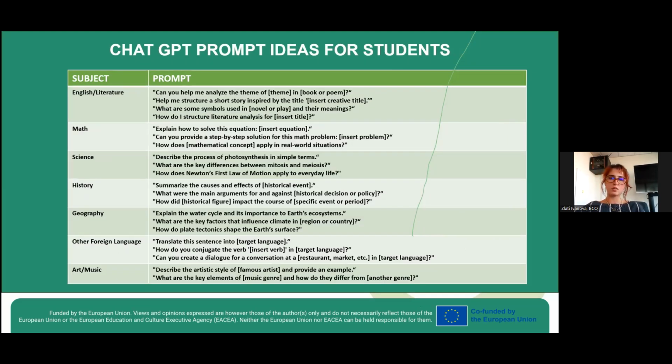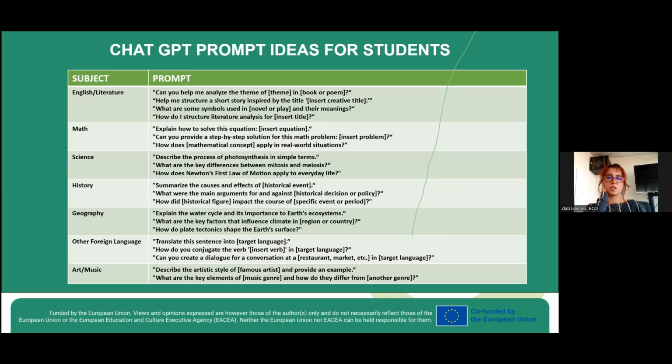We have here also gathered ChatGPT prompt ideas for students, which are actually excellent for studying purposes, for getting ready at home, for, how can I say, going deep into a topic, or for actually understanding something that is very difficult for you to understand and you couldn't understand it in class. So for example, in English or literature, you can ask ChatGPT, can you help me analyze the theme of this and this book? And then it will start and help you in the process of doing that. It can guide you to do it.